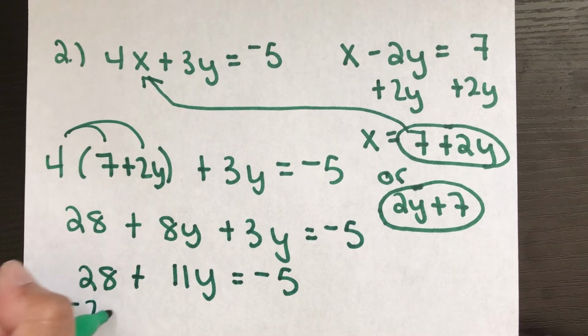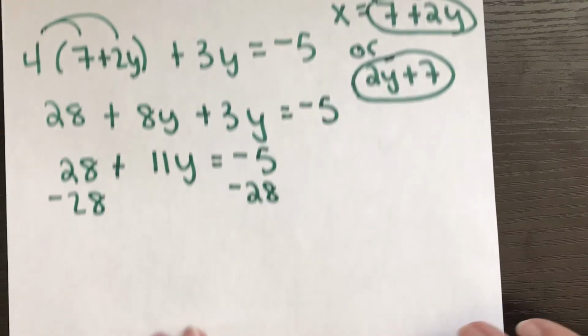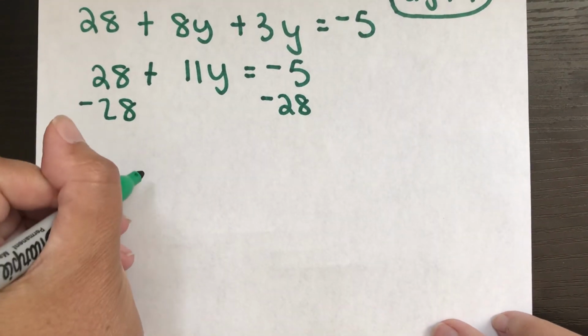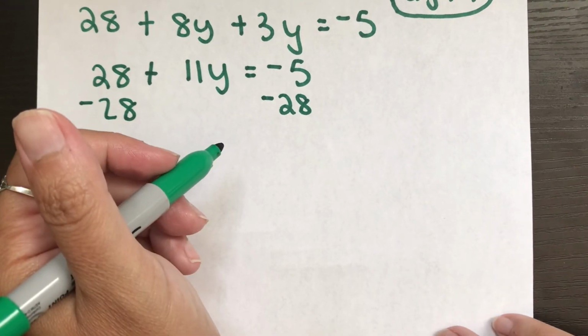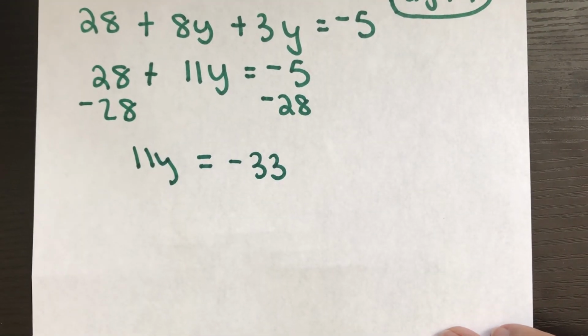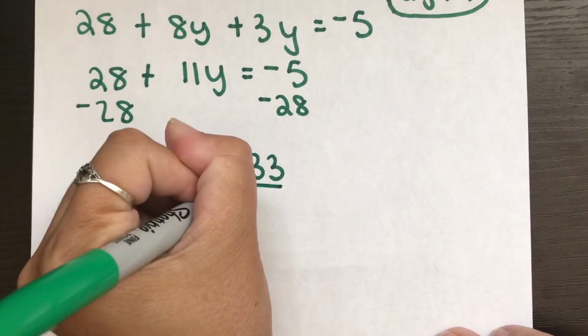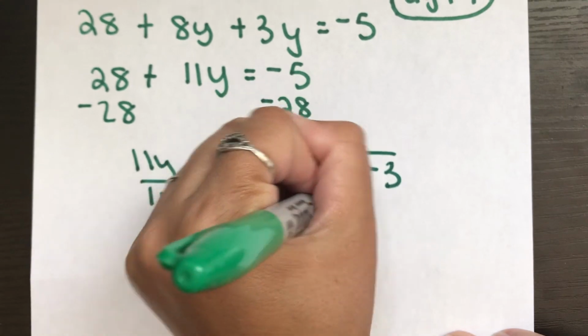I can subtract 28 on both sides. Here is one of the chapters where I say you have to be really good at solving equations because it's not something I can keep revisiting. I end up with negative 33 here. And if I divide, I now know that y is negative 3. I'm going to put a square around that.